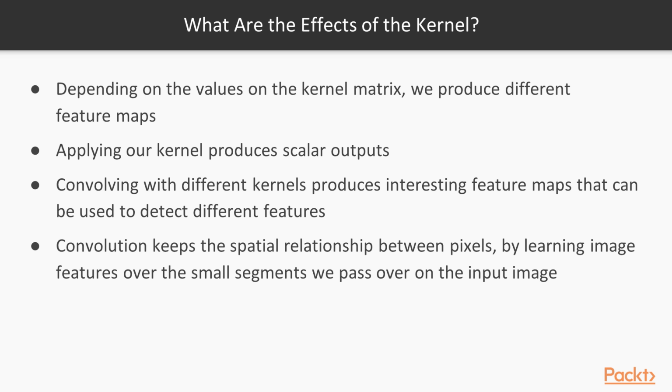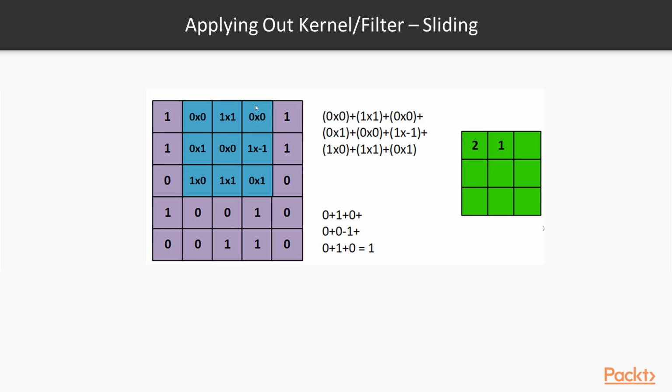Now convolution keeps the spatial relationship between pixels by learning features over small segments as we pass over the image. So what does that mean? You can go back to this here. If this is a 5x5 image, and we get a 3x3 output, where we learn some sort of thing from the image, this is our feature map. It maintains the spatial relationships, so we keep it consistent. Whatever was in the top corner of the image is still represented in the top corner here. Whatever is in the bottom corner here is still represented over here.